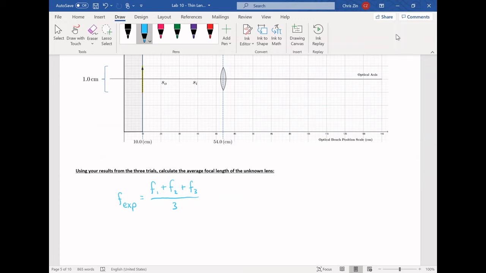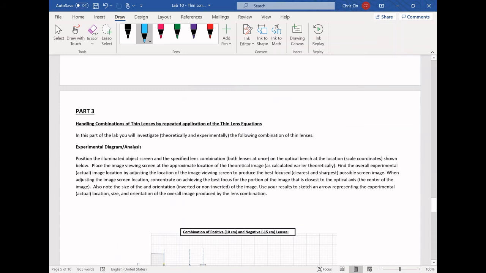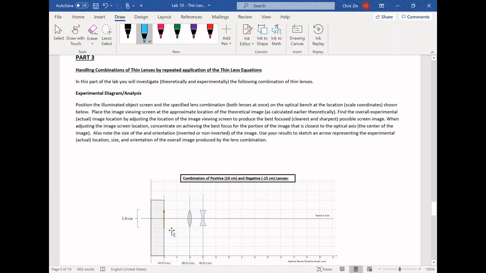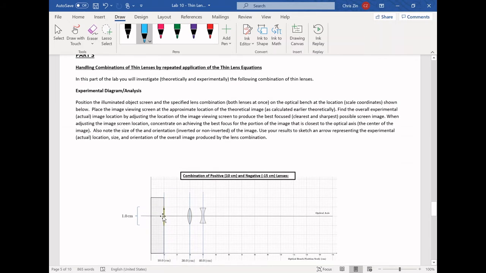And then finally, you move on to part 3 of the experiment, where you deal with a combination of 2 lenses. The setup is shown at the bottom. You have the object at the 10 centimeter mark. You have a 10 centimeter converging lens at the 30 centimeter mark, and you have a -15 centimeter diverging lens at the 40 centimeter mark.